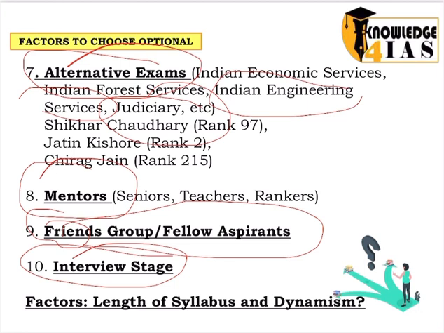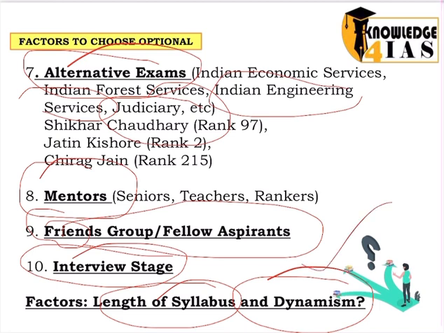Now 2 more factors, that is length of the syllabus and dynamism. I do not count them as factors for selection of optional. Why am I saying so? Let us first take the example of dynamism. If someone says that public administration or political science is a very dynamic subject, then the counter argument is that you cannot refrain yourself from dynamism.